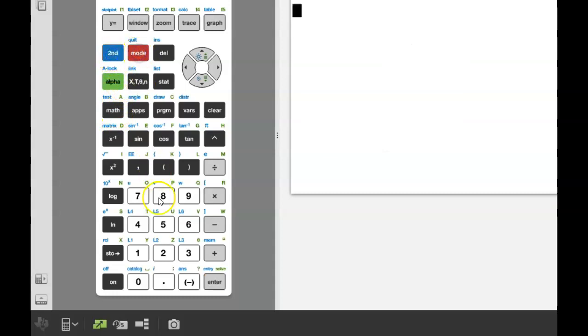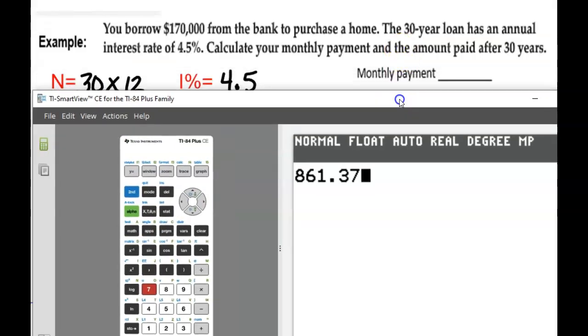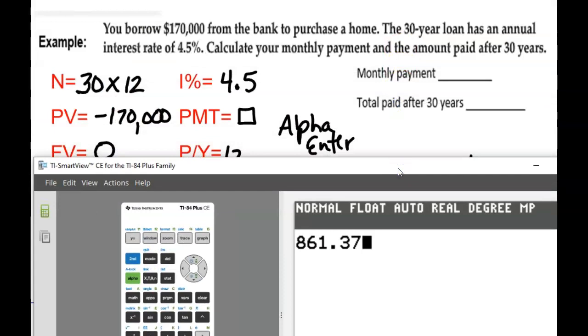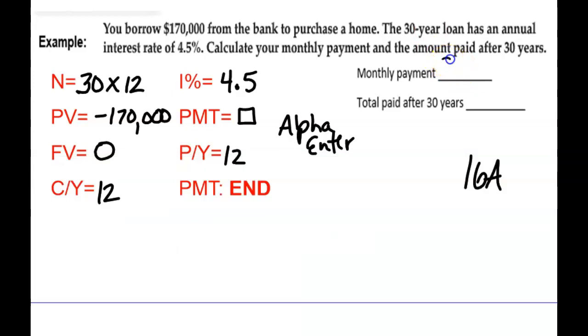861.37. I'm just putting that on my home screen here because we're going to need that number in a minute. Okay. The monthly payment we got was $861.37. Now they want to know, what does that mean we really paid for our house?